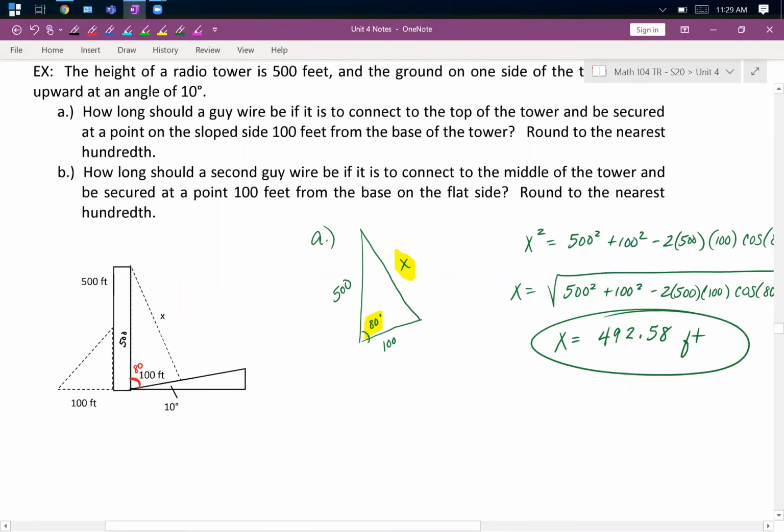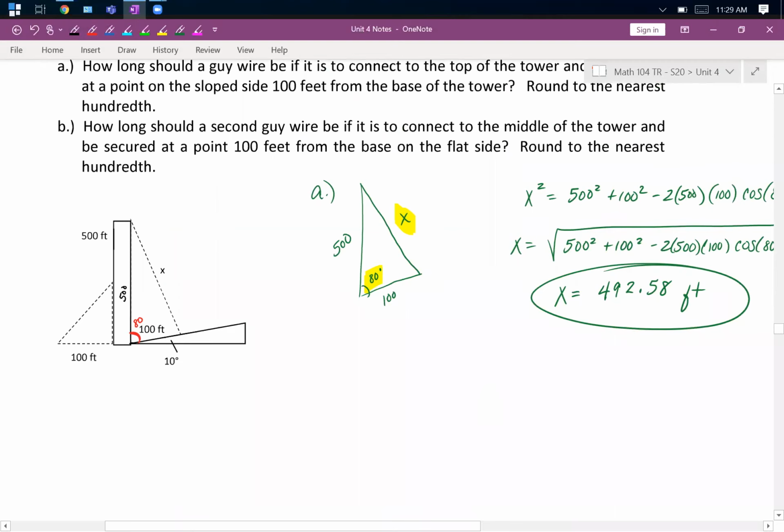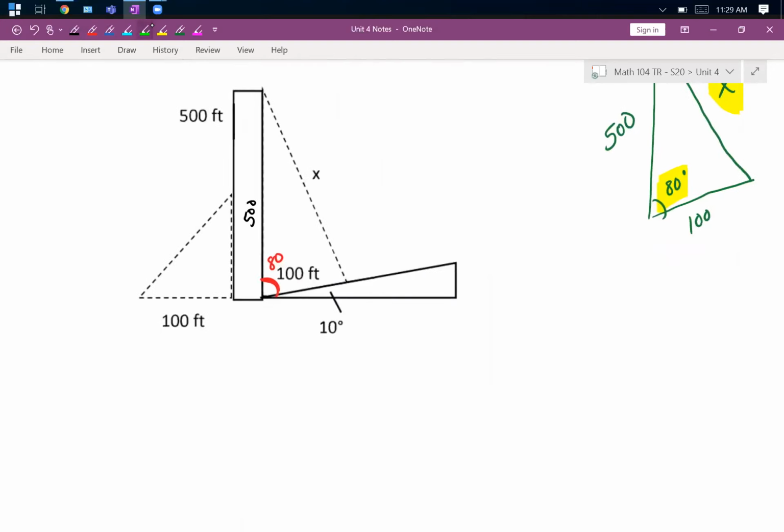Part B asks, how long should a second guy wire be if it's to be connected to the middle of the tower and secured at a point 100 feet from the base of the flat side? So now we're looking at this over here. The side is flat, so that means that we have a right angle right here. If this wire is only going halfway up this 500-foot tower, it means that this side here is 250.